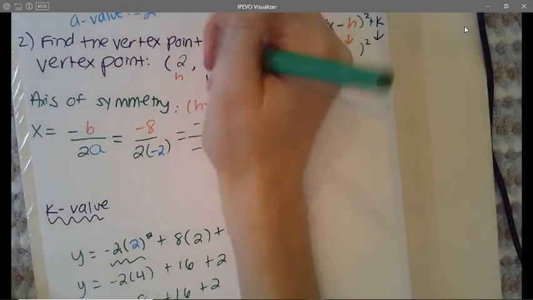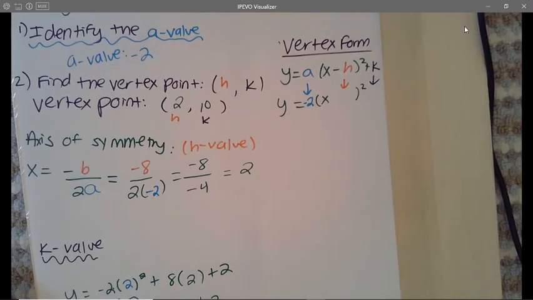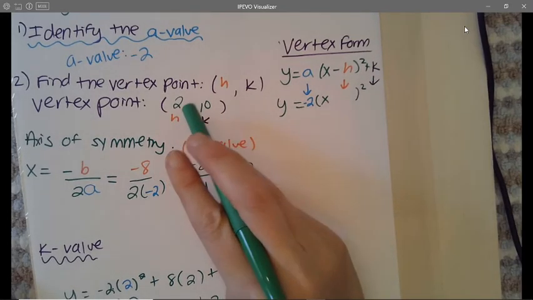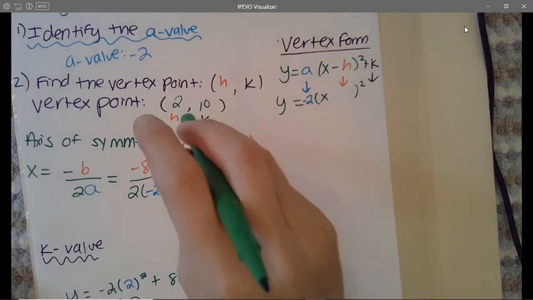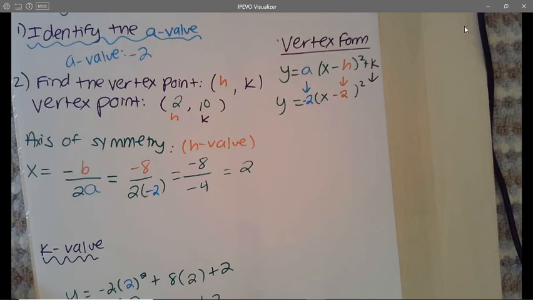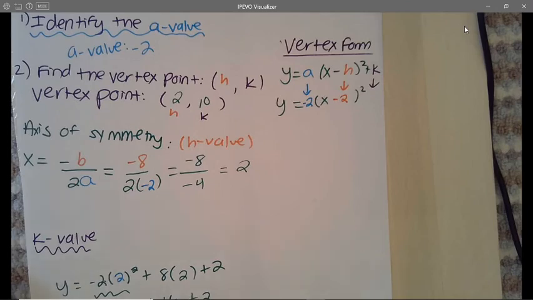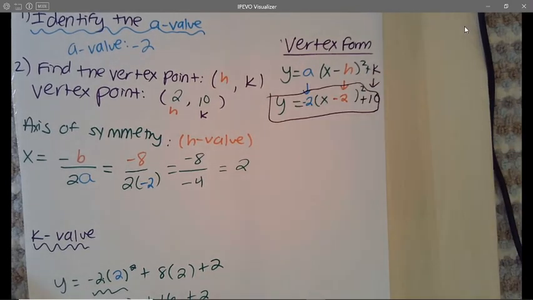And then guess what, you guys? All I have to do is write my vertex point. I have to place the h and k into my vertex form of the equation. And then I'll be done. Don't forget, for the h value, you have to think the opposite. The sign of the h value in your point will be the opposite of what it is in the equation. So the opposite of a positive 2 is a negative 2. And then the k value is what it is. Since it's a positive 10, I'm going to add 10 onto the end of my equation. And guess what, you guys? That's it. That's vertex form. Excellent work, everyone.